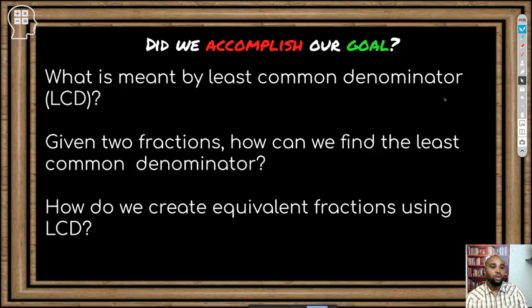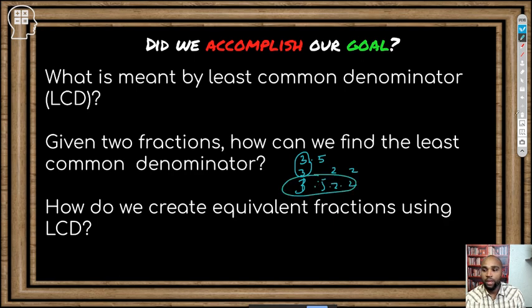So did we answer our question? What is meant by least common denominator? That means we want the least common multiple between those two numbers. Given two fractions, how can we find the least common denominator? We can do that by pulling out the prime numbers. If you remember, we had 3 and 5, and then on the bottom we had 3, 2, and 2, and bringing this down to 3 times 5 times 2 times 2. So that's how we talked about doing it.